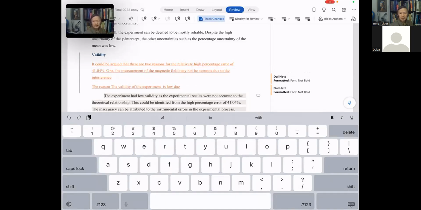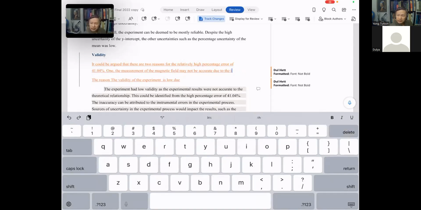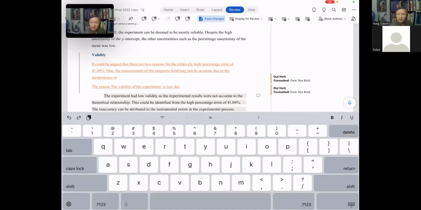Not due to the interference, due to the inexperience in using this magnetic sensor. We just admit, because every student has to pick up some new stuff, right? So that is possible. If you have no experience, the field may not be accurate due to the inexperience in using the magnetic sensor.